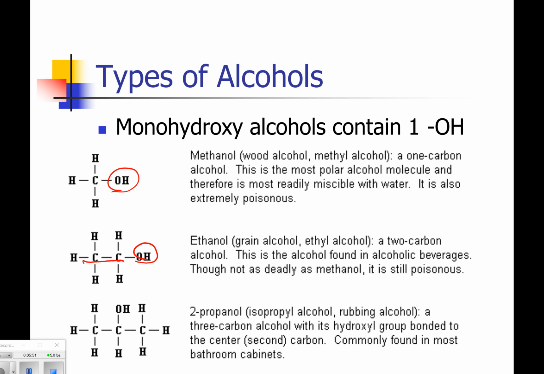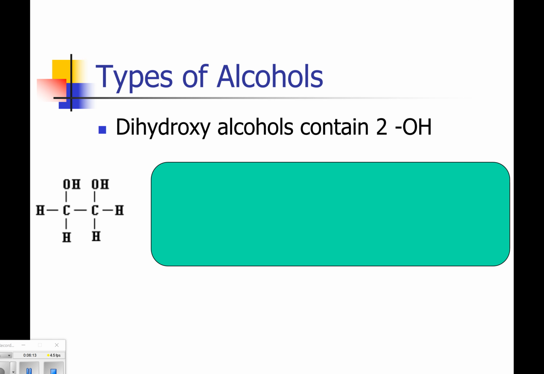2-propanol, we can see that the hydroxyl group moves into the second carbon here. This is otherwise known as isopropyl alcohol or rubbing alcohol, depending on how it's combined with water. The 3-carbon alcohol, where the hydroxyl group is bonded to the second carbon. And this is generally used as an antiseptic, and you can probably find it in your bathroom.